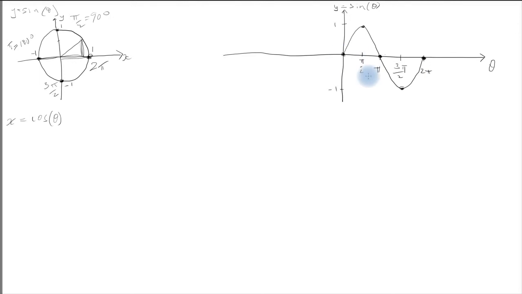So pi on 2 plus 2 pi will be the next point, which will be up here. 2 pi plus pi on 2 is 5 pi on 2. The next point will be 3 pi, and then 7 pi on 2, and then 4 pi here somewhere. So this will just be the same thing repeated again.